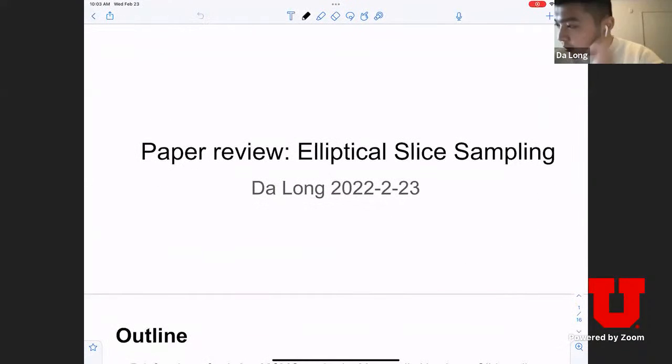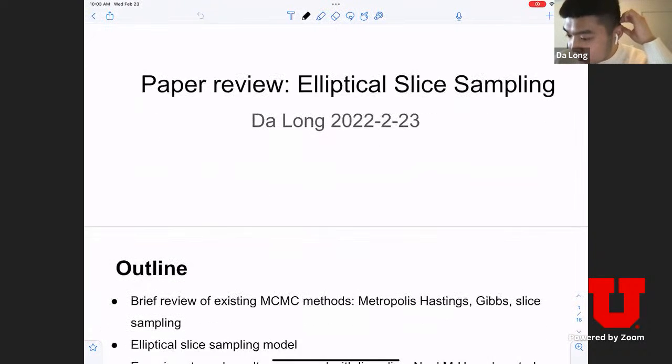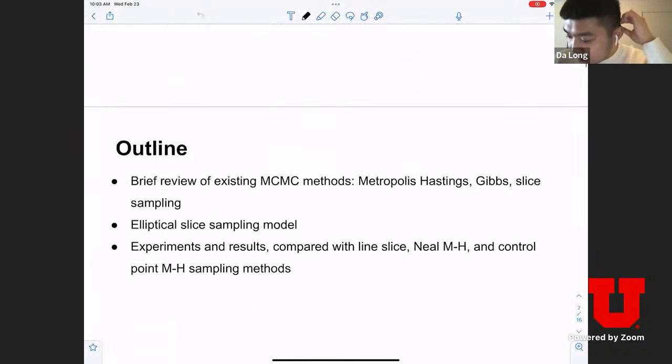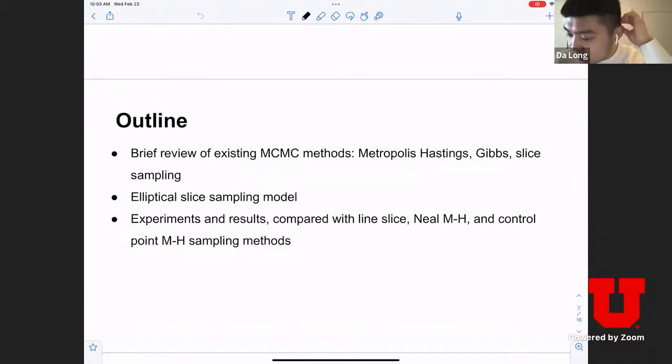Okay, so for today, I'm going to do a paper review, and the paper is called Elliptical Slice Sampling. Elliptical slice sampling is a kind of MCMC sampling. So this is the outline for today's session.